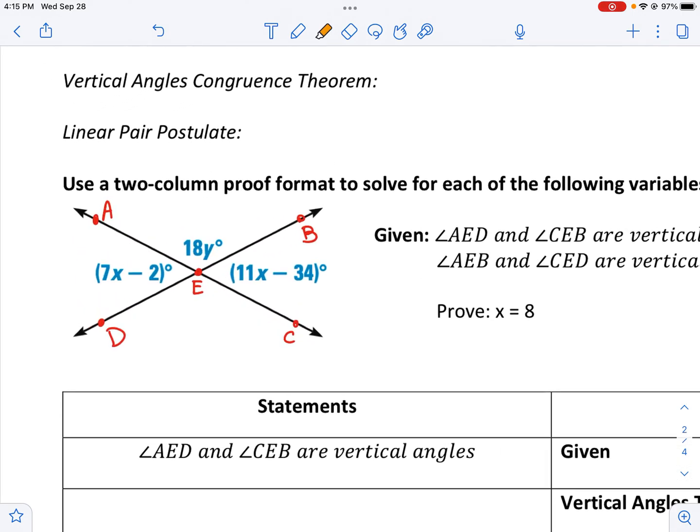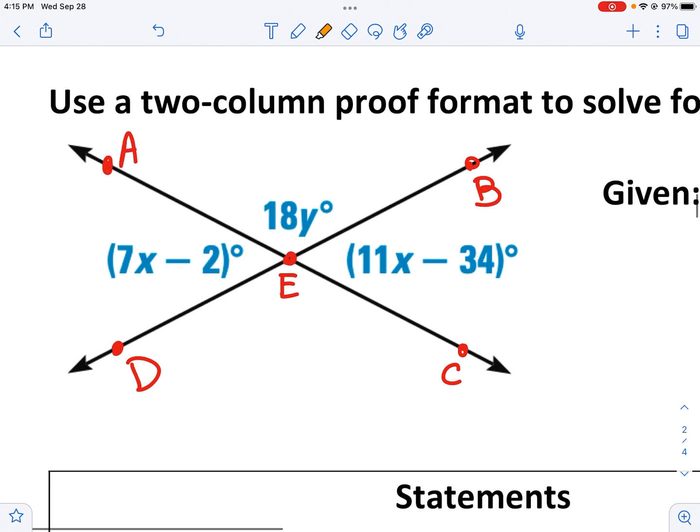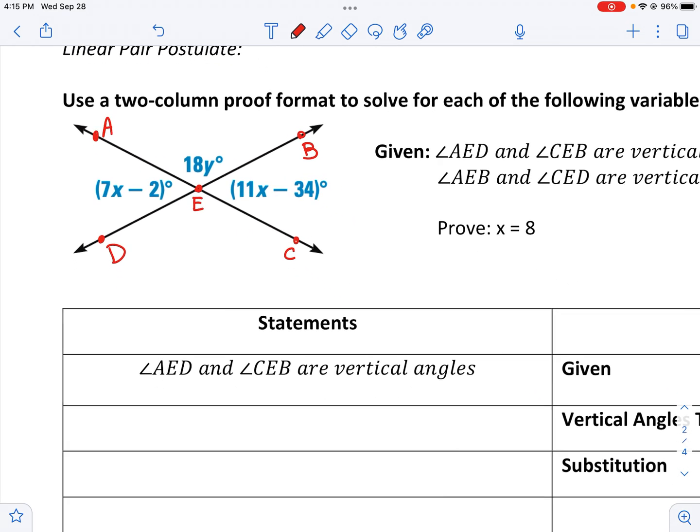Usually the first thing I would do is ignore the proof and ask myself, what would I do to solve this problem if I didn't need to write it down? If I didn't need to show any work, what would my first step be? Well, I would take these two parts and set them equal to each other. So what are those two angles? Those are angles AED and BEC or CEB.